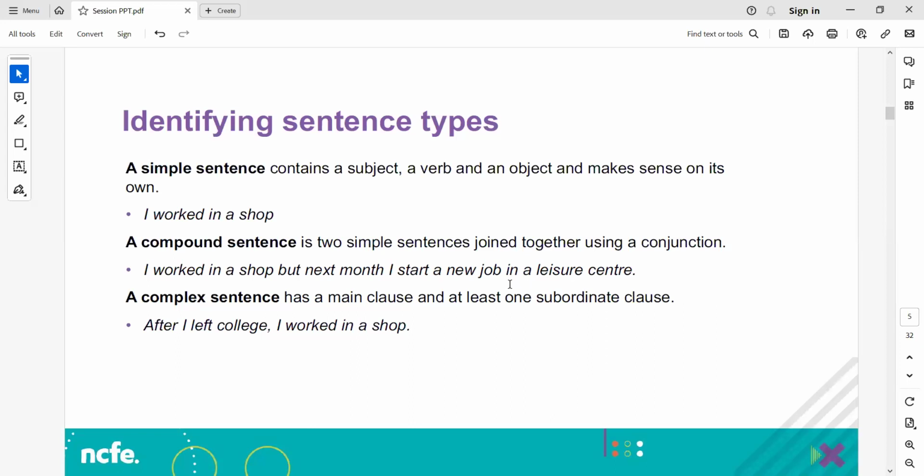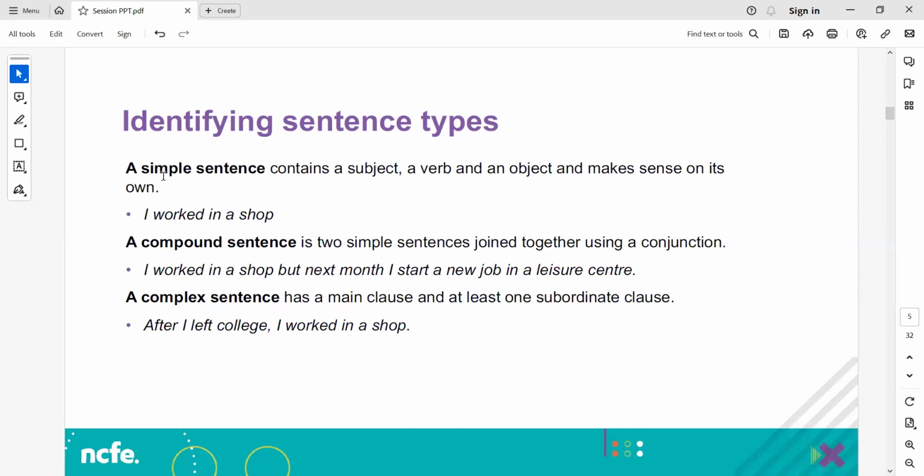Next month, I start a new job in a leisure centre. If we got rid of the but and put a full stop after shop, both of those sentences would make sense on their own. But as we know, in writing, it's important to use a variety of sentence types. If we only ever use short, simple sentences, the writing would be very boring and very stilted. It wouldn't sound natural. It wouldn't sound interesting.